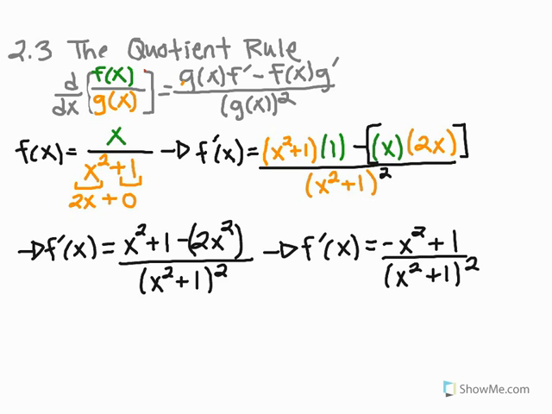Notice that we cannot cancel the x squared plus 1s because of one thing, and that is because of this negative sign right here. This numerator is not the same thing as the denominator, so we cannot cancel anything out. With that said, this is my final answer. And that concludes the tutorial.